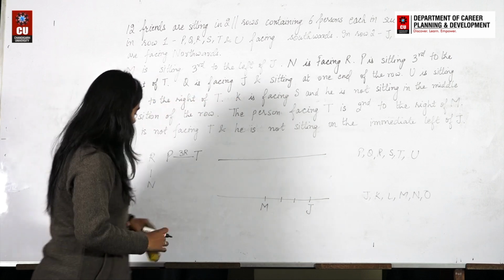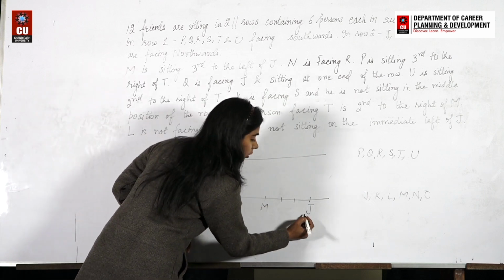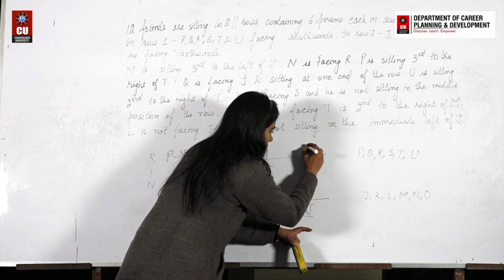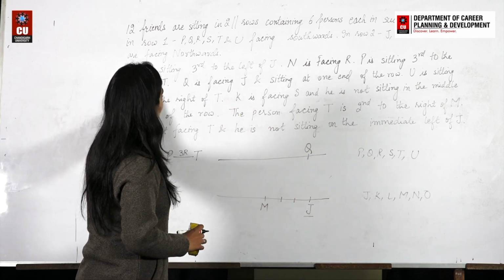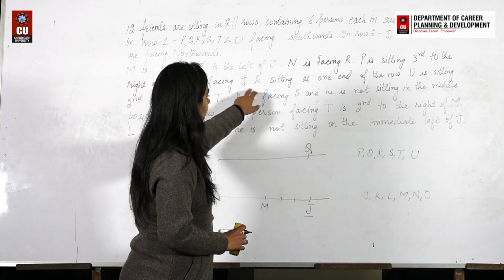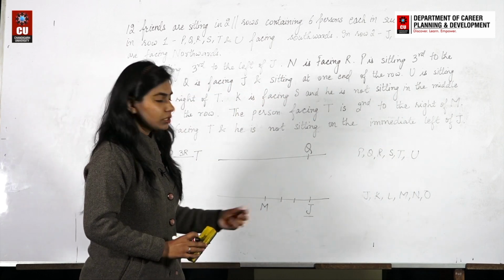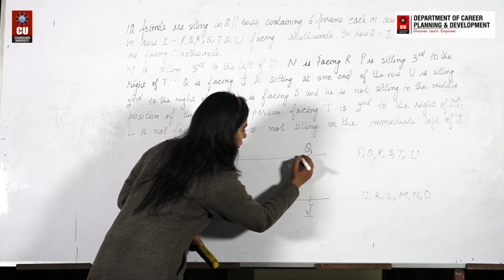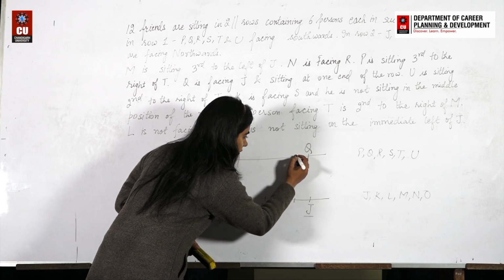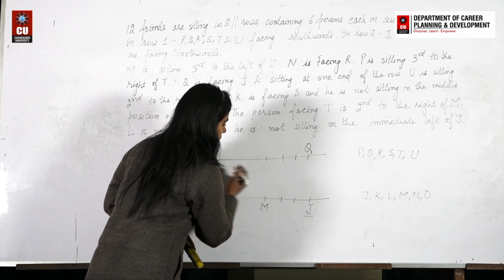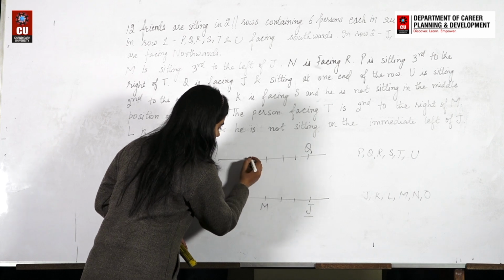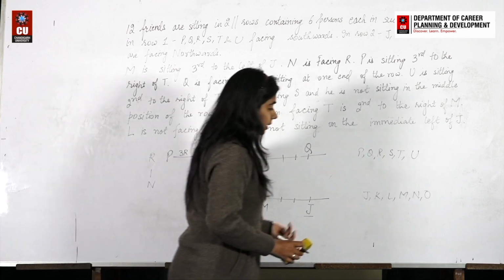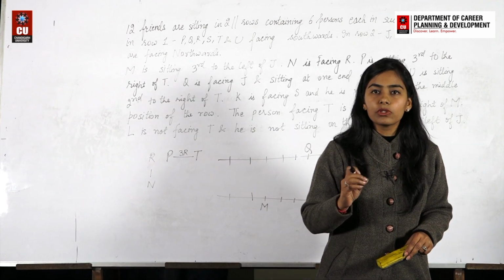Now, Q is facing J. We don't know where Q is, but we know J is placed here, so we will place Q here. Now, Q is facing J and sitting at one end of the row, so it is at the extreme end of the row. Now, we can place the 6 persons opposite to each other: 1, 2, 3, 4, 5, 6. While placing the persons in the parallel rows, they are all opposite to each other.